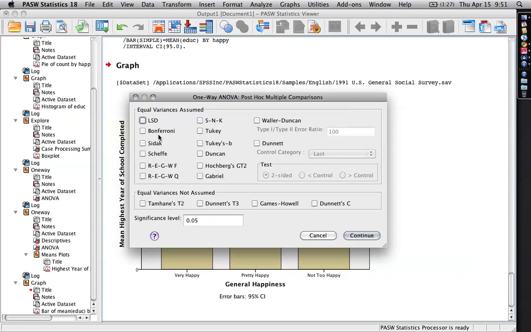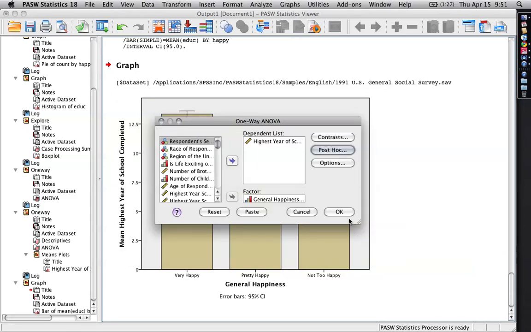Now, the Bonferroni post-hoc test and the Scheffé test are both very common, but I'm going to use the Tukey test because it gives an output that I think is a lot easier to read. Besides, the Bonferroni and the Scheffé are too conservative. They will tell you that things are not statistically different from each other when they sometimes are. And so I like the Tukey, so I'm going to go right here. And I'm going to press OK.